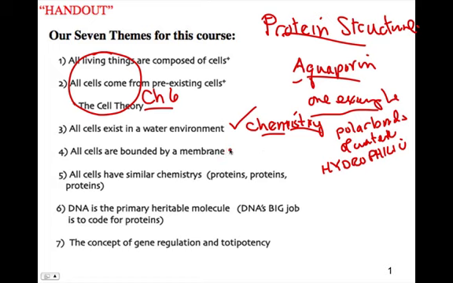A good example of that is the next thing, that all cells are surrounded by a cell membrane. The cell membrane has phospholipids that have both a hydrophilic and a hydrophobic characteristic. They're said to be amphipathic. That one molecule has two chemical characteristics.